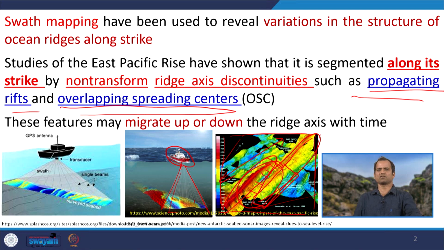Another is called propagating rift. The rift is propagating. So, that is the ridge and it is propagating in this direction. Similarly, it is propagating in the other direction. This geology in these segments is defining how the ridge will behave, which part will be abandoned and which part will be active in the geological future.